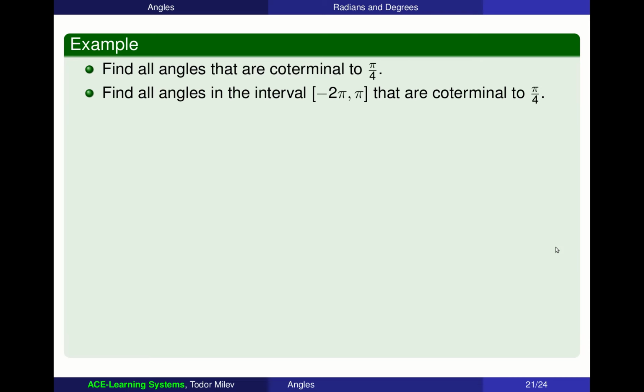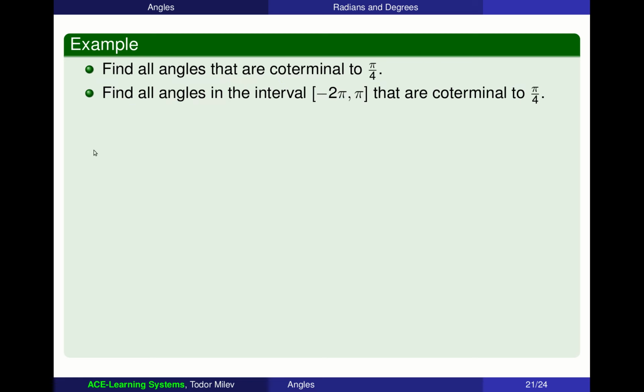In this example, we're going to quickly exercise the notion of coterminal angles. Let's read the problem. Find all angles that are coterminal to pi over 4. Next problem, find all angles between negative 2 pi and pi that are coterminal to pi over 4.